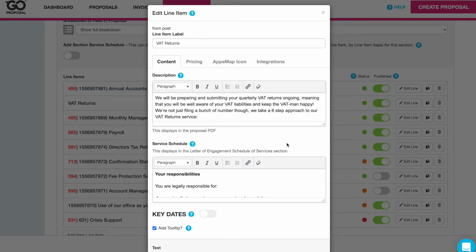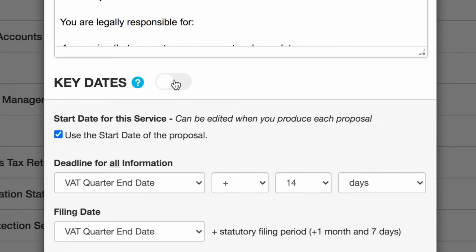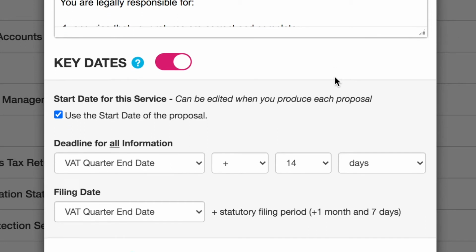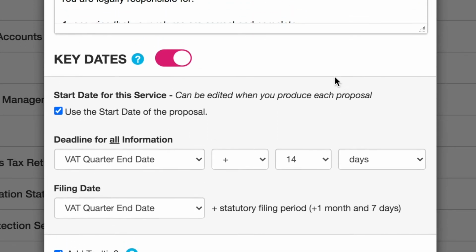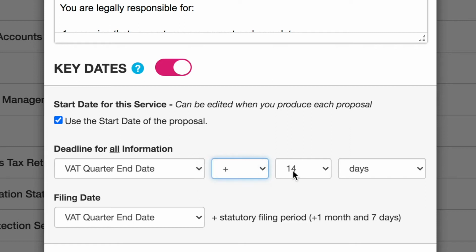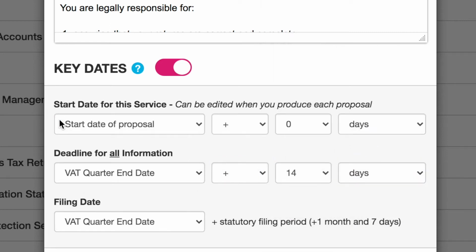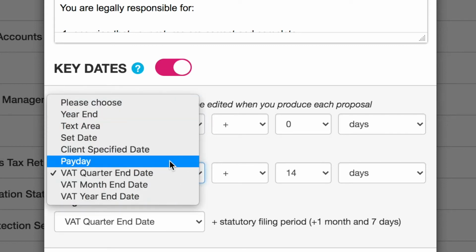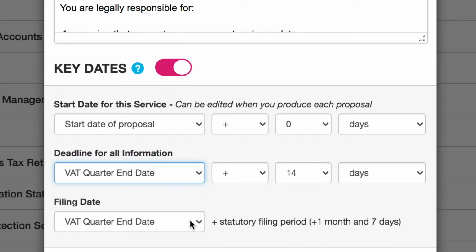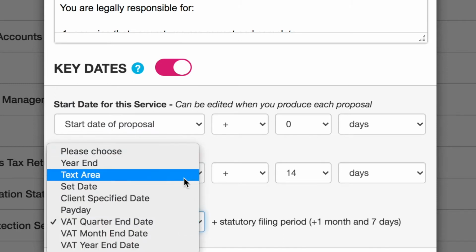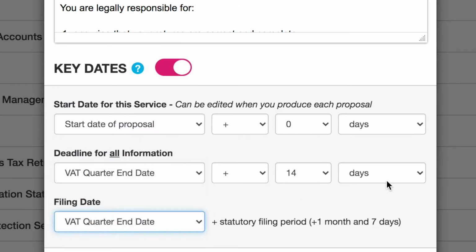So, what we've created in Go Proposal is our new key dates feature. What this allows you to do is establish some very simple rules around key dates for every single service you provide. You can establish what the rule is for that start date. You can also establish rules around when the deadline for information should be, as well as the filing deadline. You can base these on internal processes and rules that you have within your firm, or on statutory rules about when information needs to be filed for those specific services.